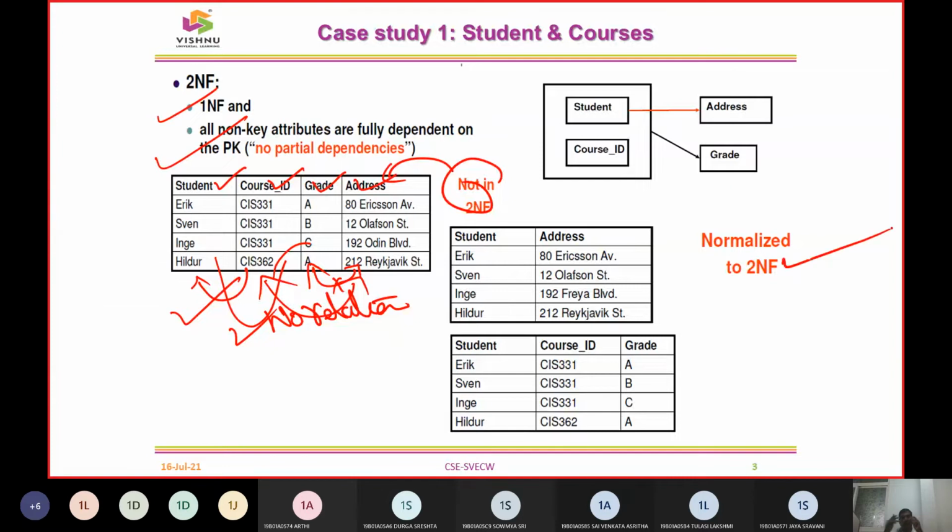So that is where the second normal form is going to come into the picture. In second normal form, we will see that there are no partial dependencies among the contents. Now you can see here, student is going to be one relation, course IDs are going to be another relation, and student has the addresses, and student and course.